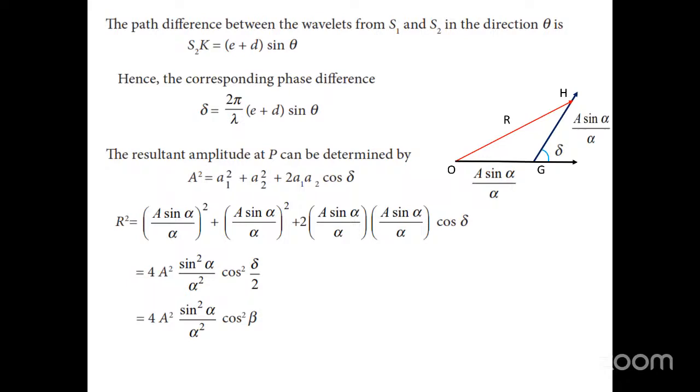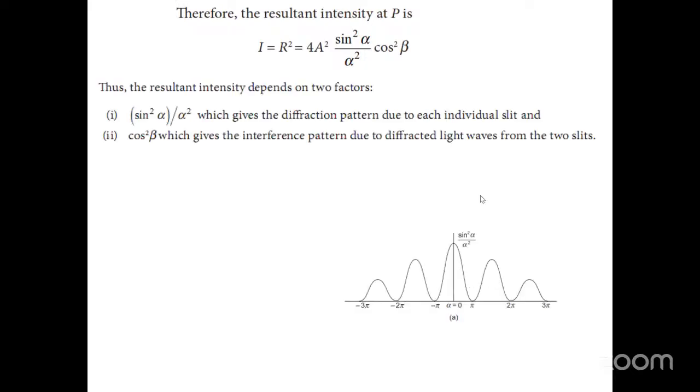So that extra term is cos square beta. This is the interference term, and the leftover is the diffracted term. Is it clear? Pi by lambda (a plus d) sine theta is the interference term. So in this pattern we have two factors: one is the diffraction pattern, another one is the interference pattern.